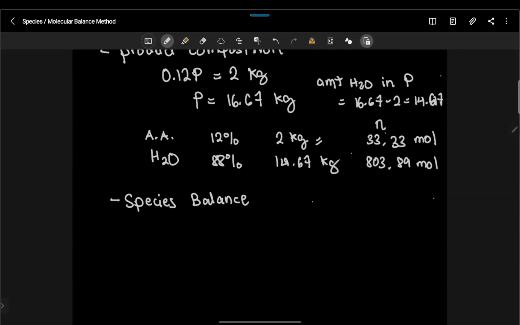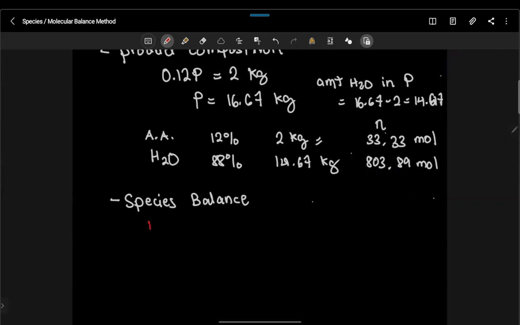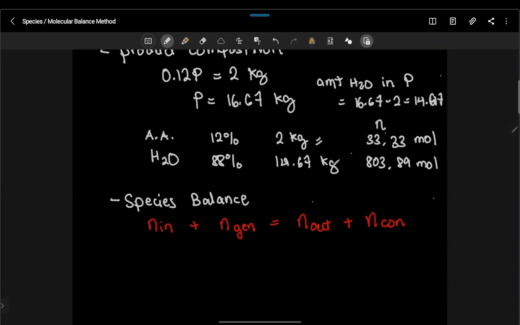Now, ano ulit yung equation? So, let me write it again. Okay. Moles input plus moles generated equals moles output plus moles consumed. Okay, hindi ko na sinama si accumulation kasi we are assuming here na steady state yung ating process. Okay, so pag sinabi natin molecular balance or species balance, literally, bawat species gagawa natin ng balance.